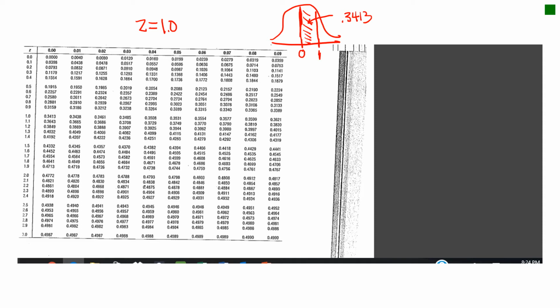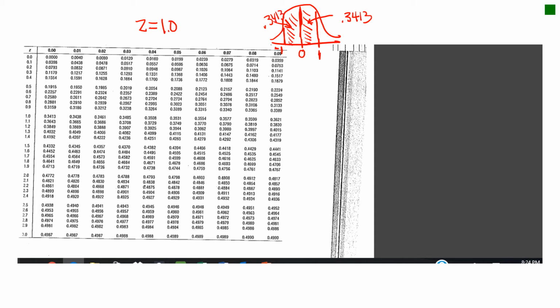So the probabilities that they give you are always going to be to the left of your z-value. And if we wanted to go from 0 to 1, the area would be 0.3413. And then, of course, if we ever had to go down to a negative 1, because of the symmetrical nature of the curve, 0 to 1 and 0 to negative 1 is exactly the same area. So that would also have an area that's 0.3413.